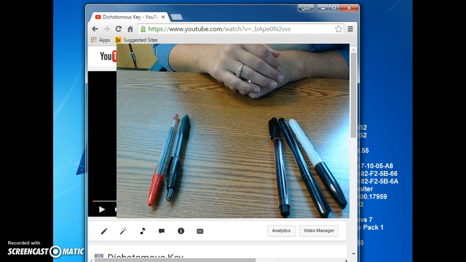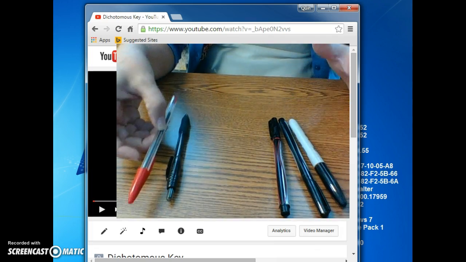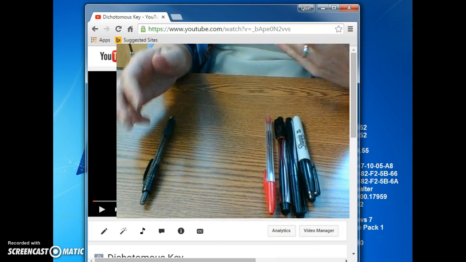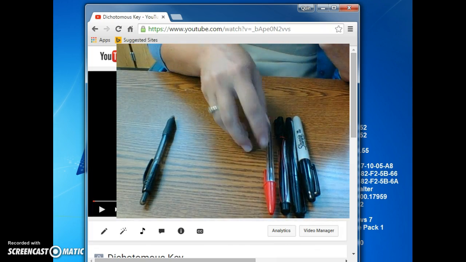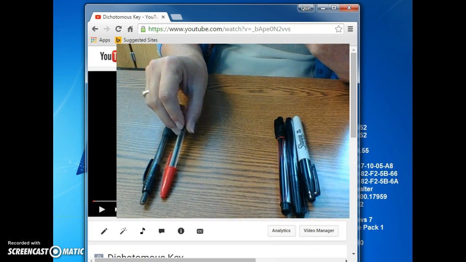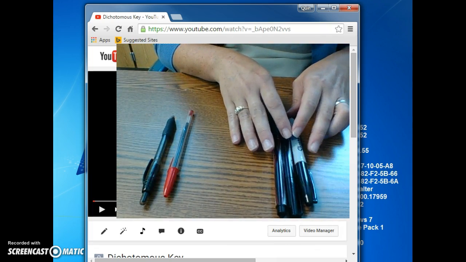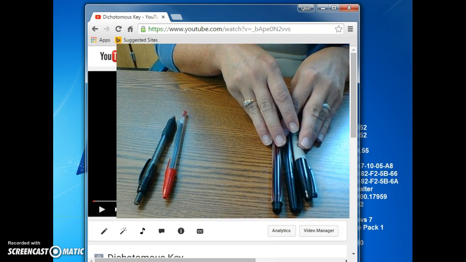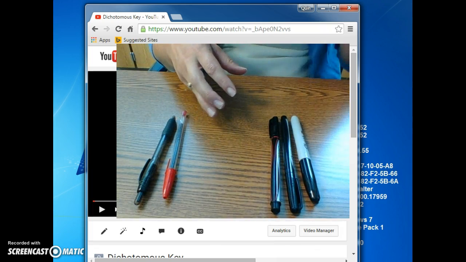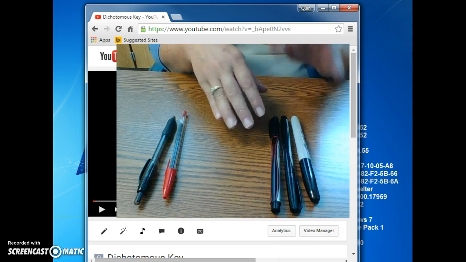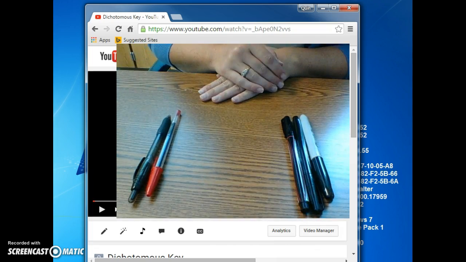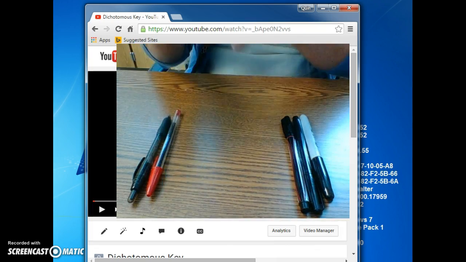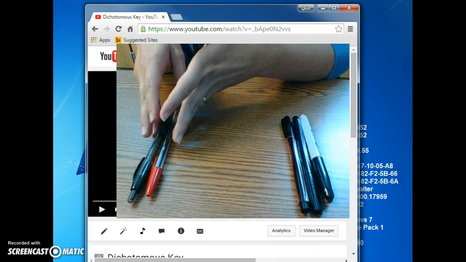So these all say Sharpie on the side and these do not. Another way I can split them up is do they have a cap or not? So these 4 do have a cap and these don't. Another way I can split them up is, are they a ballpoint pen or more of a felt tip or marker pen? So ballpoint, felt tip, or marker pen. Okay, so once I have split these up, the idea behind a dichotomous key is that you split them into 2 categories, and then you continue to break them apart based on their characteristics until you have 1 in each category.